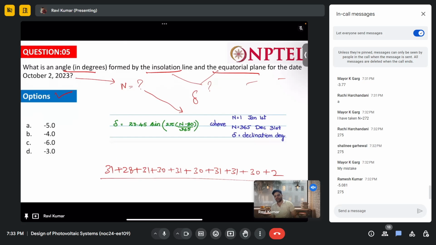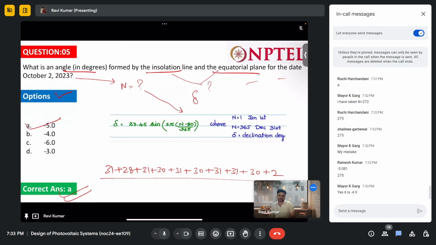Okay, so we will go to the answer. Then answer is A. 0.5 is the correct answer. Yeah, minus 0.49, then it's 5. Yes, right. Next question.